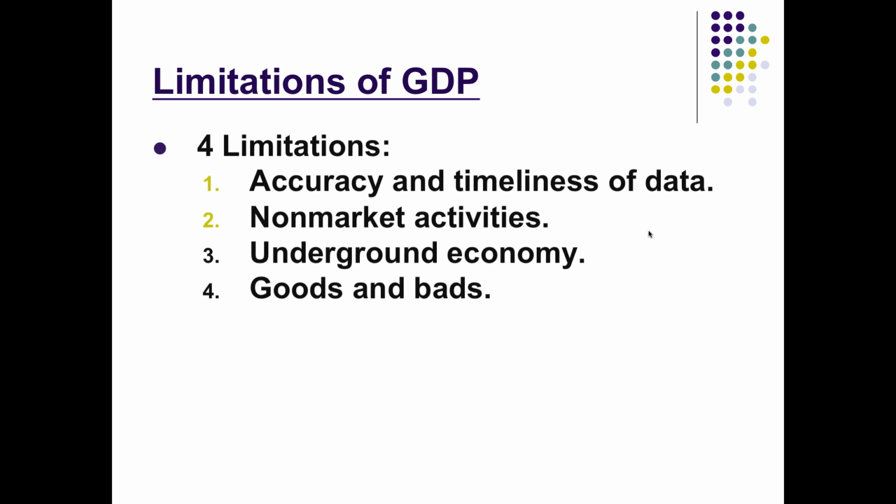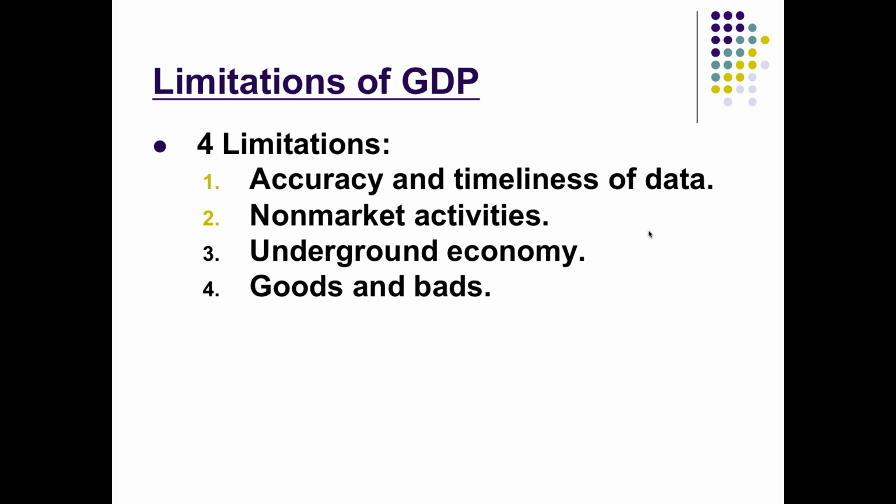All right, so let's take a look at some limitations. There are definite limitations of gross domestic product, and economists argue about this all the time, about how accurate actual gross domestic product numbers are. First is the accuracy and timeliness of data. Gross domestic product numbers use sampling techniques. It's a slow process, and because of that, there's always a little bit of error in gross domestic product numbers.